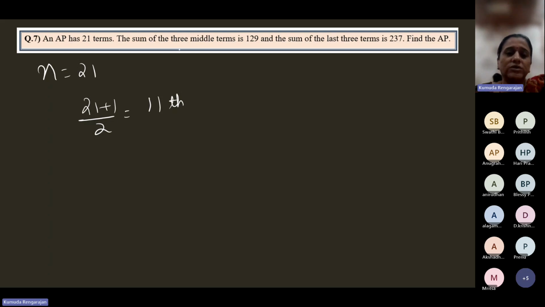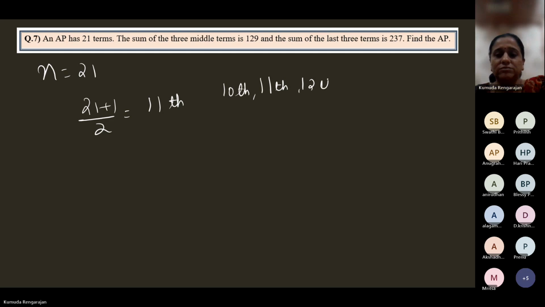But they're talking about the three middle terms. So the 11th term is the middlemost term. Take one to the left of the 11th term and one to the right of the 11th term, so the 10th term and the 12th term. These are the three middle terms.